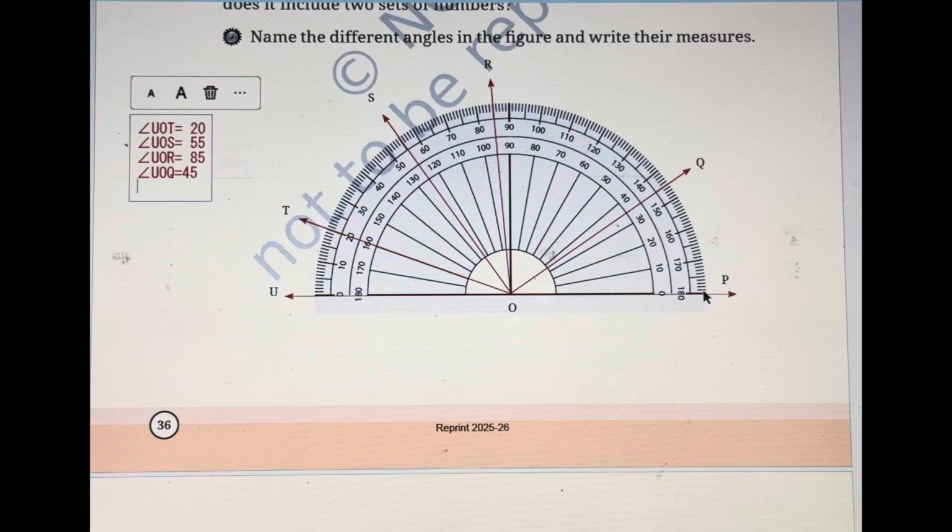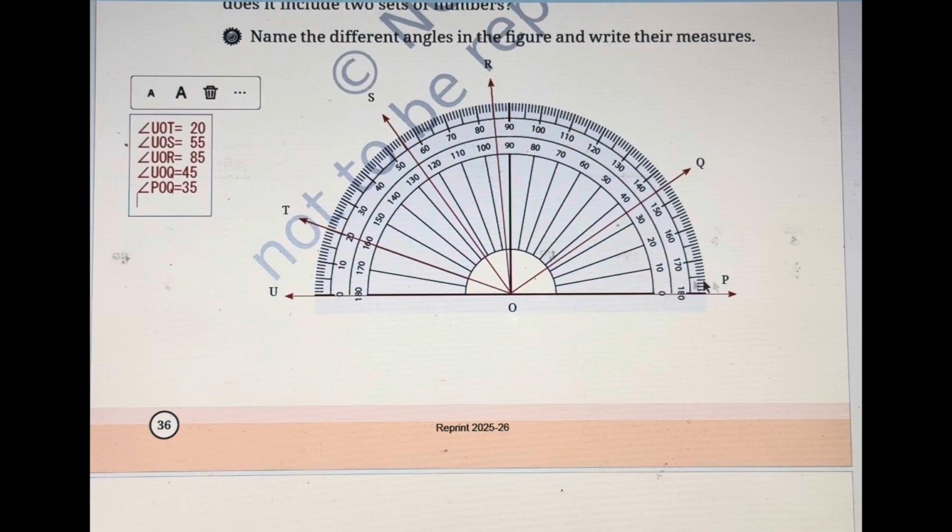Now let us start from P. We take this side. So POQ. Now if your arrow is facing the right side, you will see the inner scale. If you see the outer scale, it is wrong. So this is between 30 and 40. So angle POQ is equal to 35 degrees.